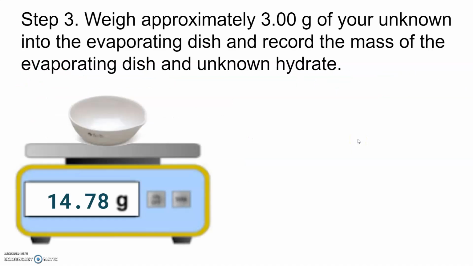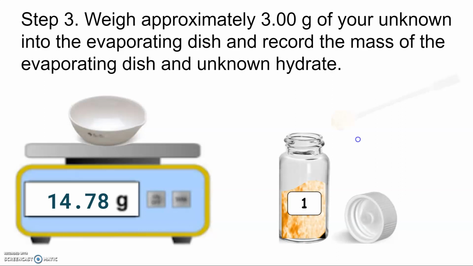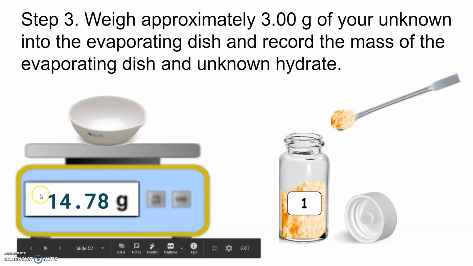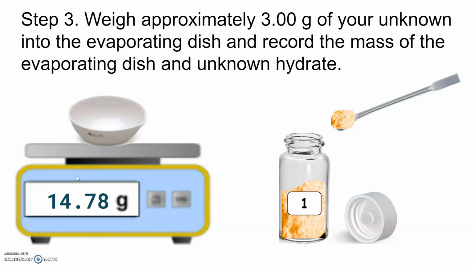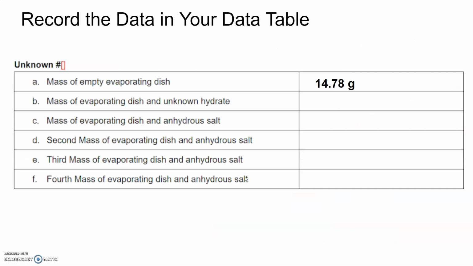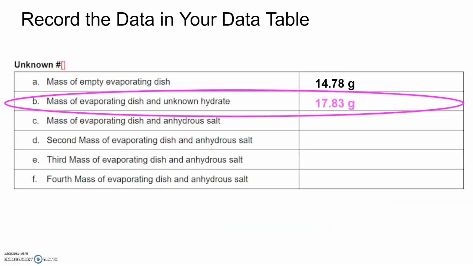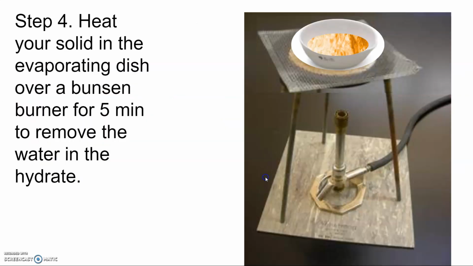The third step is to weigh approximately 3 grams of your unknown into the evaporating dish and record the mass of the evaporating dish and the unknown hydrate. The mass of the empty evaporating dish is about 14.78 grams, so if I want to weigh out approximately 3 grams, I want the mass to be about 17.78 grams. I add about that much in, and I get 17.83 grams, and that's fine. We record that where it says mass of evaporating dish and unknown hydrate.